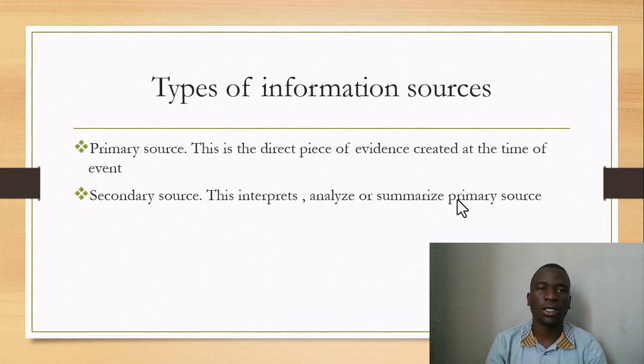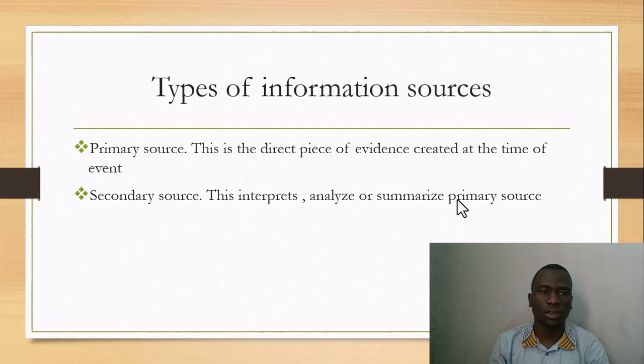Then we go to the types. What are the types of information sources? We have two types of information sources: a primary source and a secondary source. The primary source is the direct piece of evidence created at the time of the event. It is as soon as that event has just happened, so it has not been mediated, it has not been filtered, so that qualifies to be a primary source.